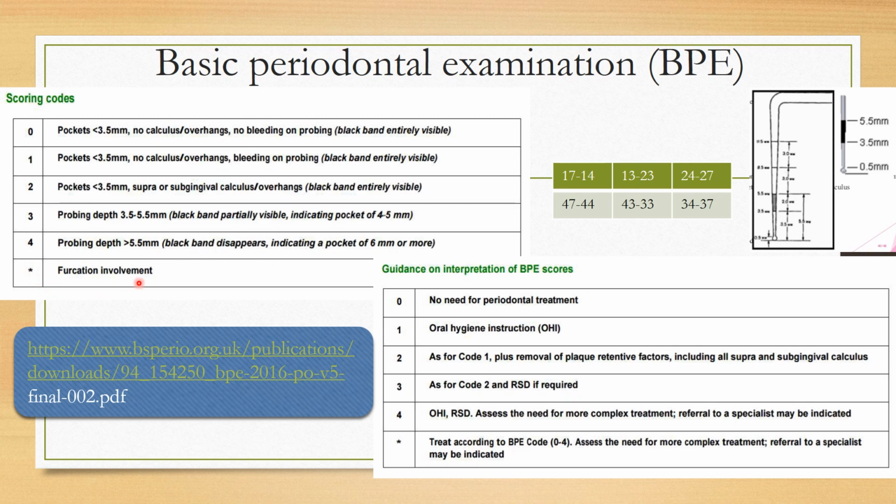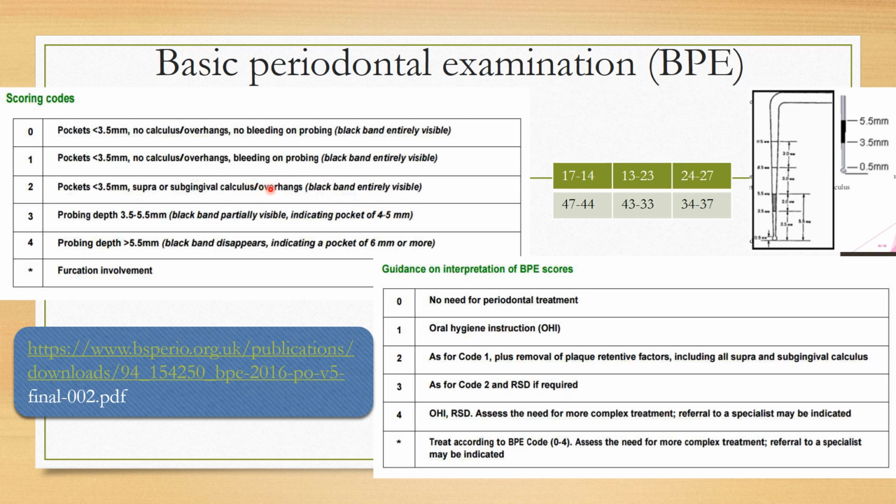So these are the scoring codes under BPE, the guidance on interpreting the BPE score. Zero means everything is normal, so that is an excellent prognosis, and there is no need for periodontal treatment. If there is bleeding on probing, that means there is gingivitis, so oral hygiene instructions can be given and scaling can be done.